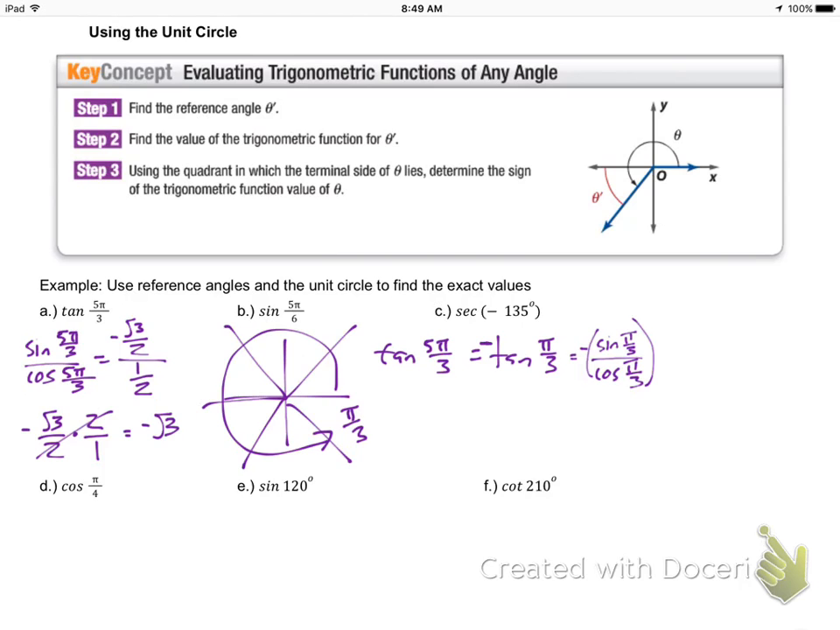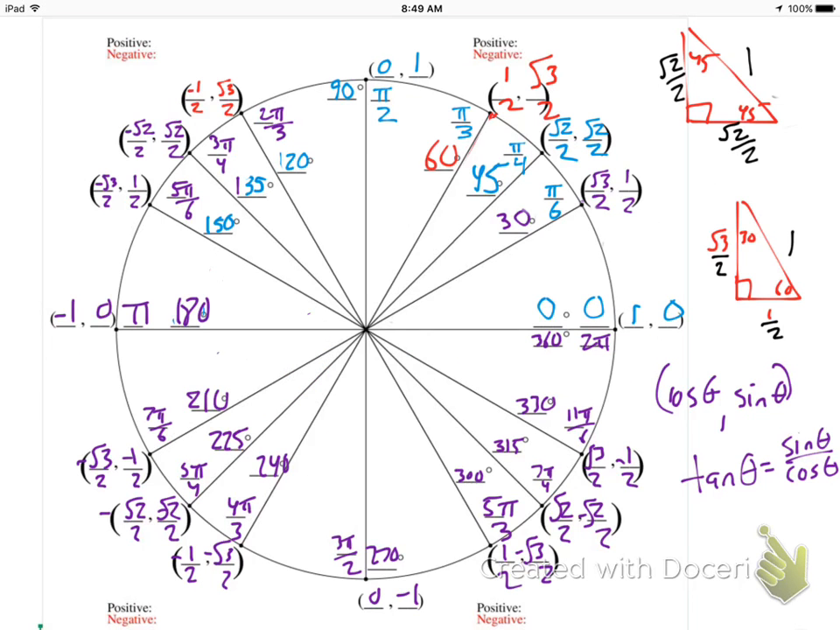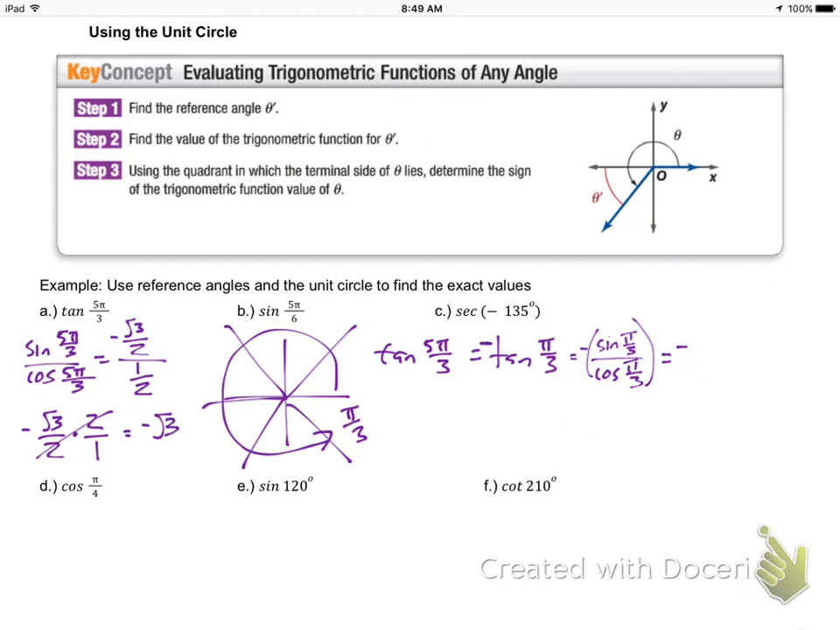What's sine of pi over 3? Look at your unit circles. Going back here, here's pi over 3 right there. It's the square root of 3 over 2. So it's a square root of 3 over 2 over 1/2, which is a negative square root of 3 over 2 times 2 over 1, which is a negative square root of 3. It gave us the same answer.